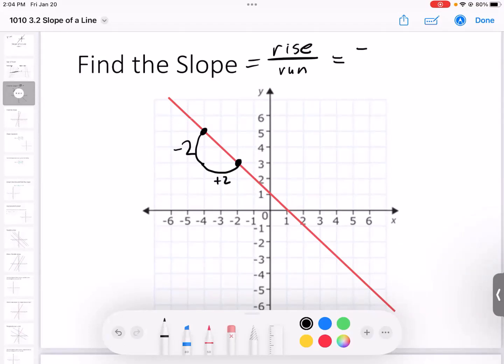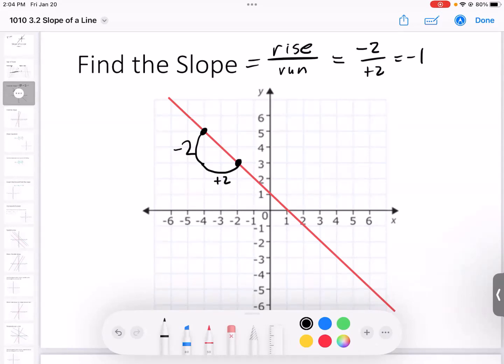So in this case, it would be -2 divided by +2, which simplifies to -1. And we can see that that number matches what we would expect, because this is a downhill line, which means it should be negative. And it's kind of steep, but not terribly steep. So a -1 seems like a reasonable number for that. Does that make sense, how that works?